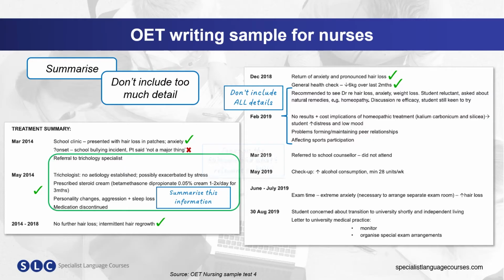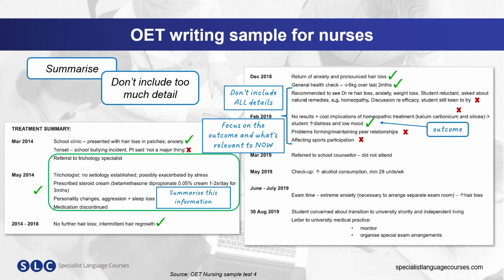One way of doing this is to focus on the outcome rather than the process. For example, rather than including all the information about reluctance to see the doctor, trying homeopathy, and affecting sports and relationships, you can just include the information from February, which states that Jake had tried homeopathy, which was unsuccessful, and this resulted in disappointment and distress. The outcome. March 2019 until July are recent events, and they connect to the purpose of the letter, outlining his history and your concerns. So do include this information.